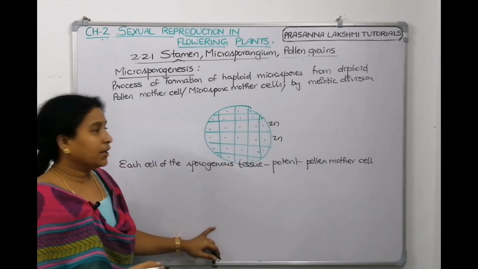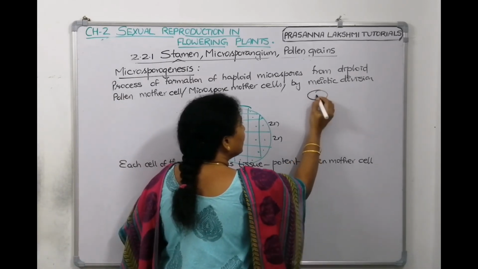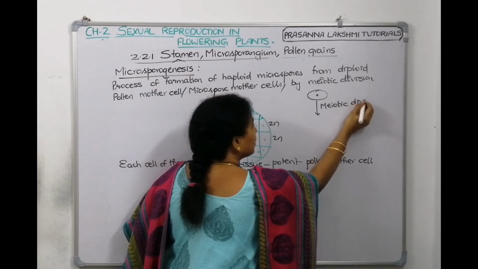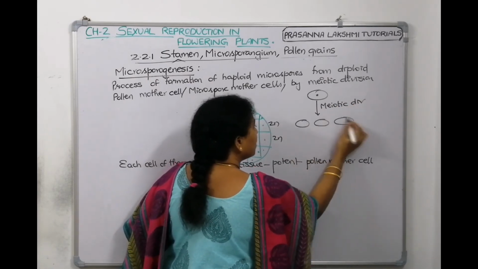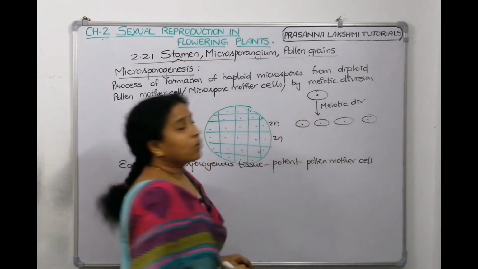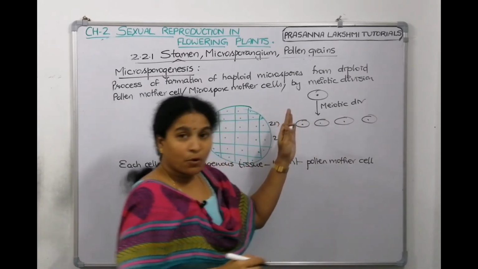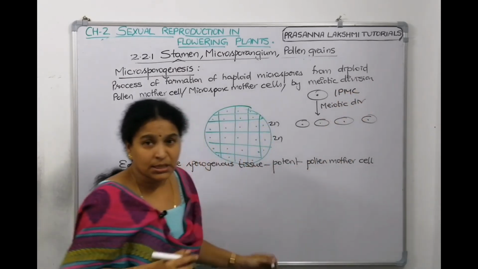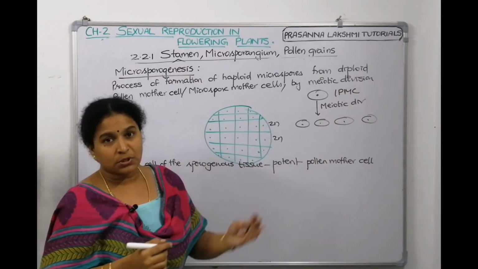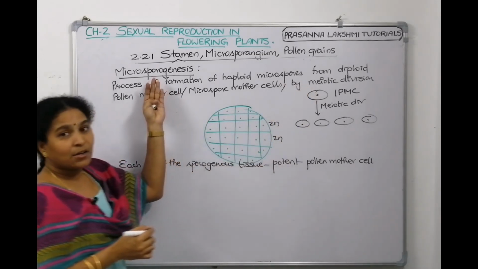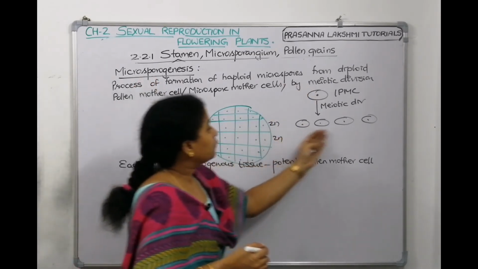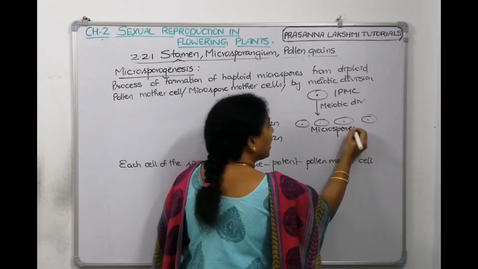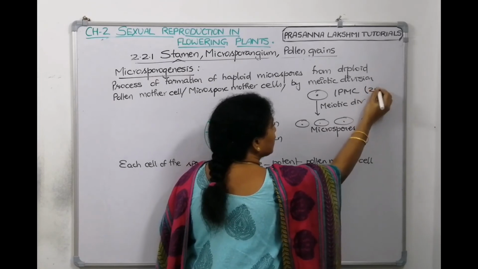Then it undergoes meiotic division. Here is the cell, it has undergone meiotic division, then it made 1, 2, 3, 4 microspores. So one pollen mother cell after meiosis makes 4 microspores. This process is called microsporogenesis. What are these called? Microspores. They are haploid. This is diploid.